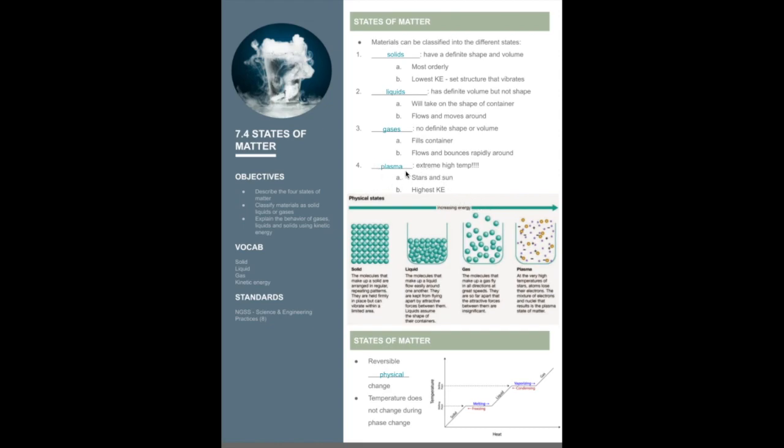Now plasma happens at very extreme high temperatures. Naturally, plasma occurs in the stars and our sun. Basically what happens is at these very high temperatures, the atoms lose their electrons, and we're going to talk more about the atom in later chapters. But basically it turns into these positive and negative charges that are moving around very, very rapidly. And this is the highest amount of kinetic energy here. They're moving around even faster than the gas particles.